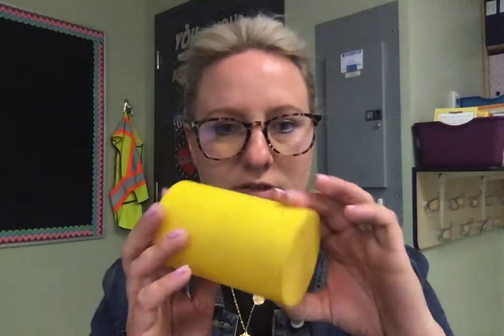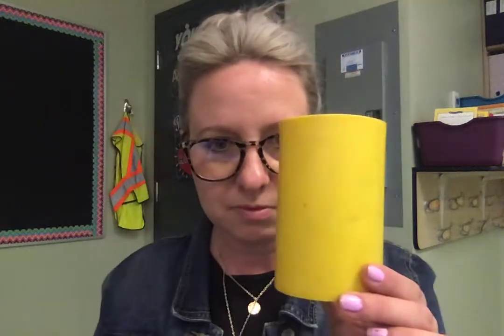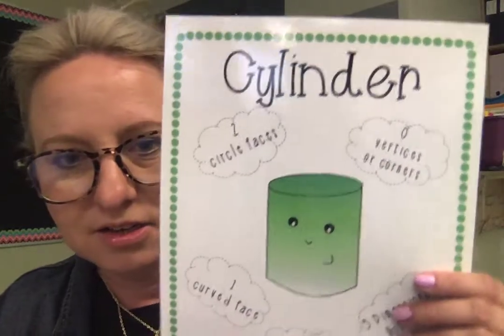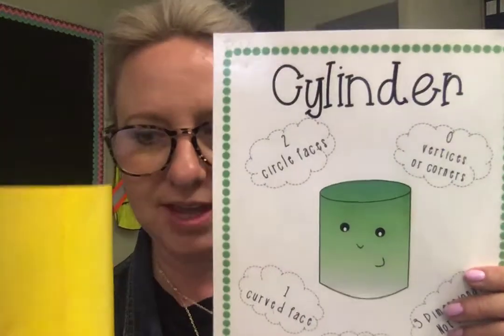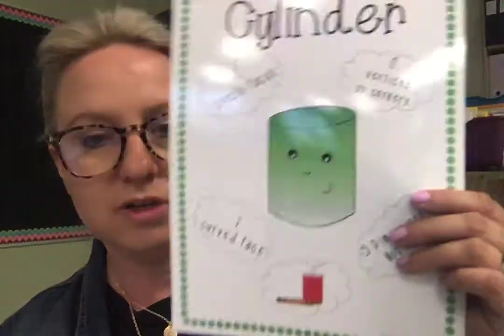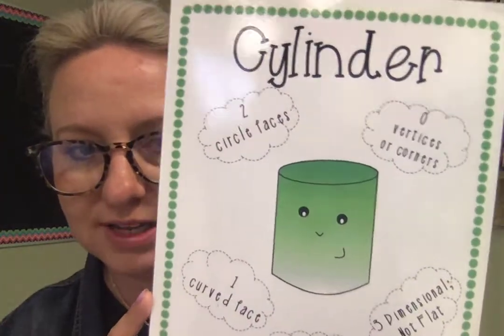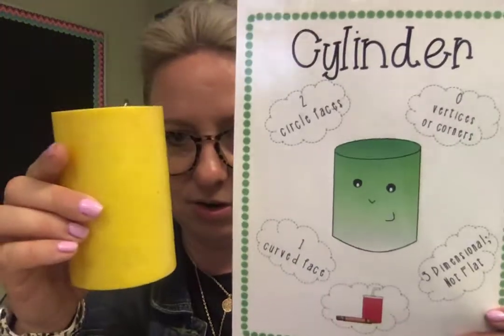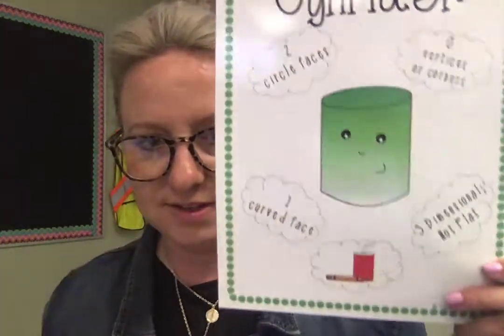Oh, I'm going to cover the words so you don't see it. Do you think you know what this one is called? If you said cylinder, you were right. So a cylinder, it reminds me of a can of soup because it has two circle faces. So let's take a look. One at the bottom and one at the top. Two circle faces. It has 0 vertices or corners. As you can see, there are no corners, no vertices.